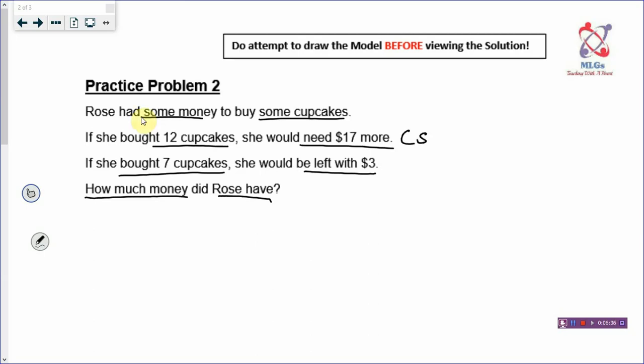So the word more actually refers to what? Refers to shortage. It means that you don't have enough money. So that is your shortage. And then when you are left with $3, that is actually called your excess. So this problem is your excess and shortage problem. So I wouldn't want to draw a comparison model because I don't see more than something else. So I will draw a parts whole model.